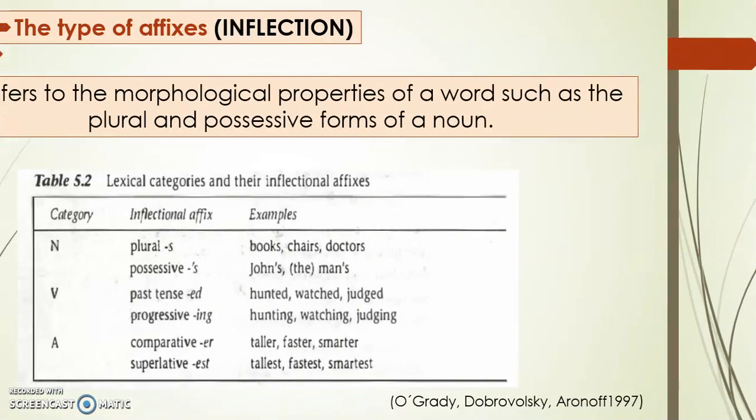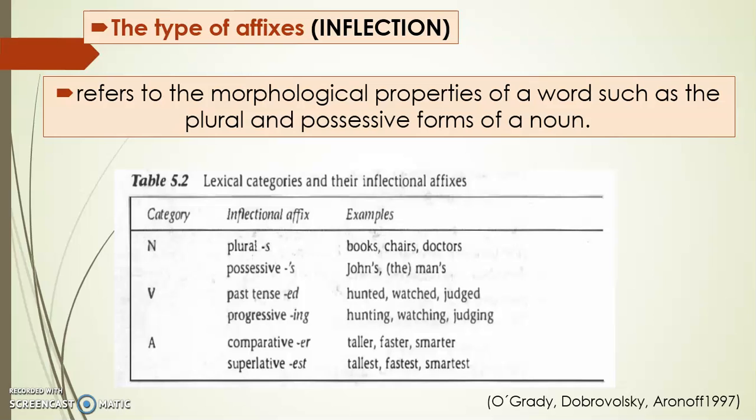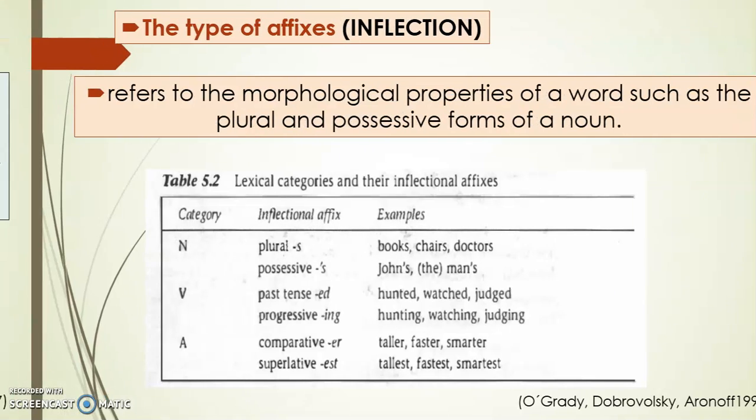Then we have the type of affixes or the inflections. So they refer to the morphological properties of a word, such as the plural and possessive forms of a noun, for example. So we have the inflection of nouns, plural, possessive, past tense, verbs, adjectives, comparative, superlatives. Those are the lexical categories and their inflectional affixes.